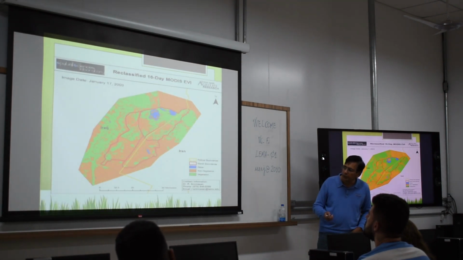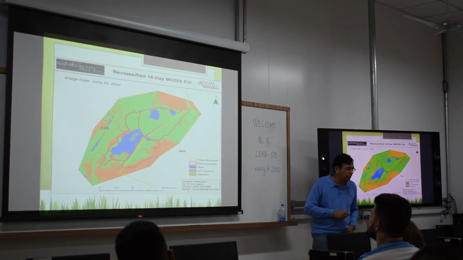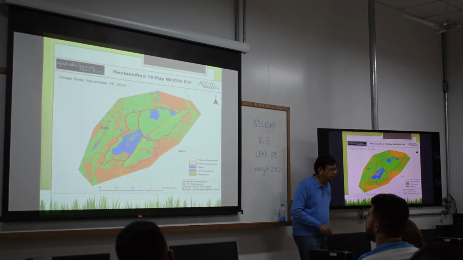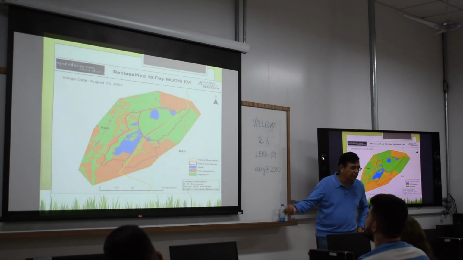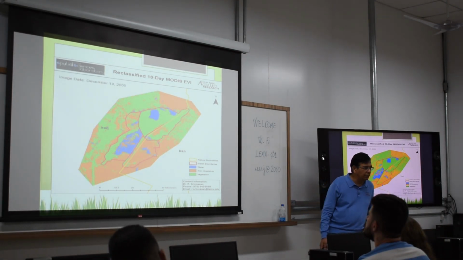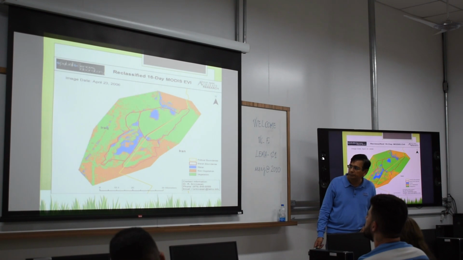So this just gives you a rough idea of the animation of the water. The blue is the water, the green is the vegetation, and the brown is the open land in that period. So we created this animation week by week for 20 years of satellite data.